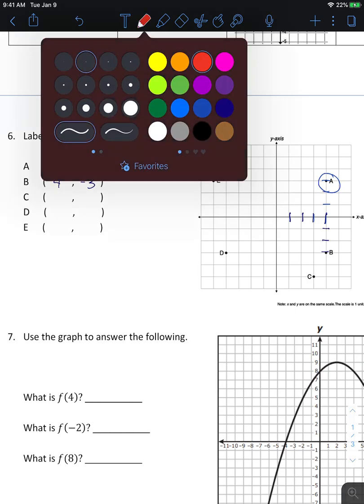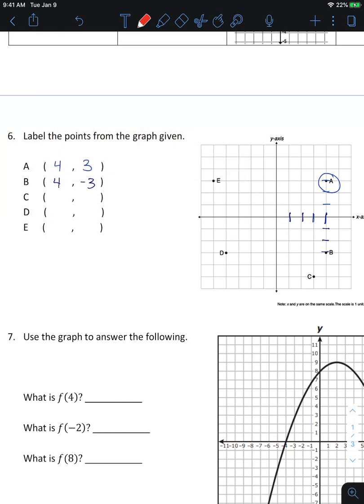Go ahead and switch colors. Let's go to red. Letter C, it's way down here. So this one goes 1, 2, 3. So that's my x. And it's going down 1, 2, 3, 4, 5. Again, we went down 5, so it's negative 5.